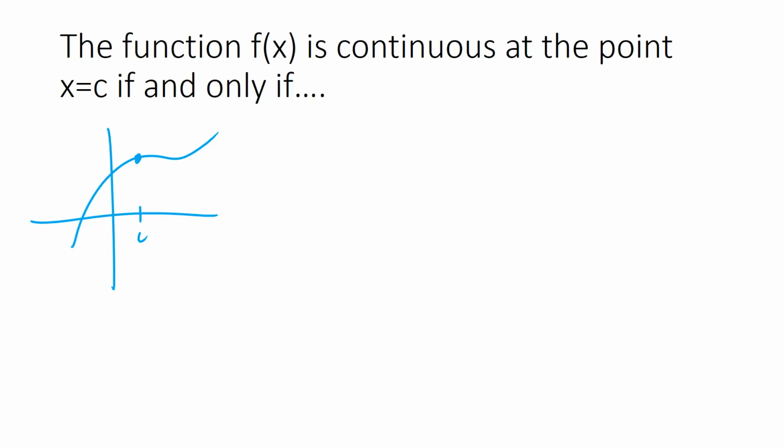But this is true if and only if, first of all, f of c has to exist. So f of c must exist. So if f of c does not exist, then it's not continuous at that point. So that would be like, for example, if you're dealing with square root of x and you're saying, is it continuous at -2? Well, f of -2 doesn't even exist. It's not even a thing. So that would automatically discount it. It's not going to be continuous.